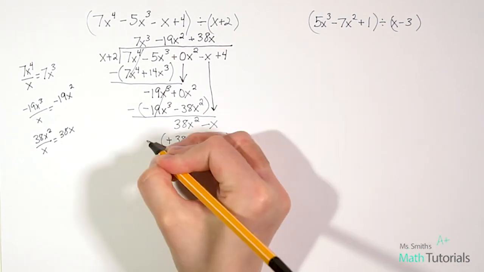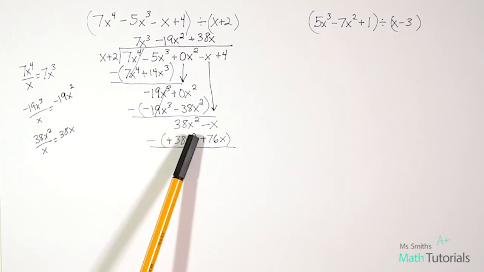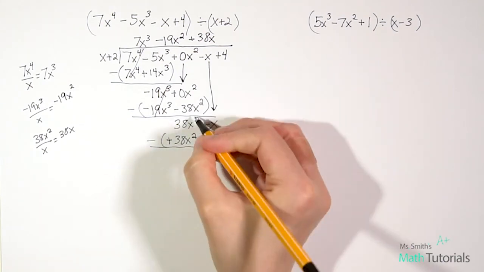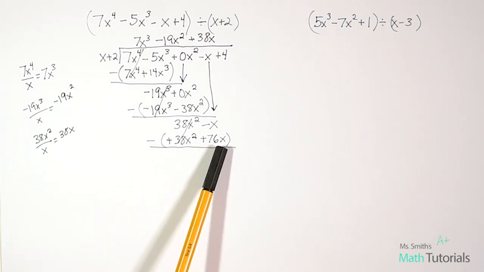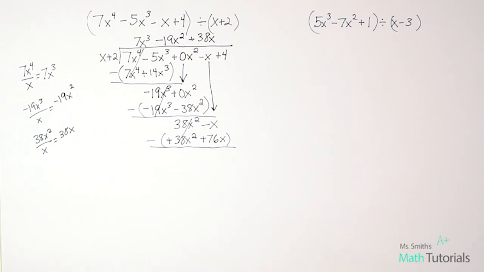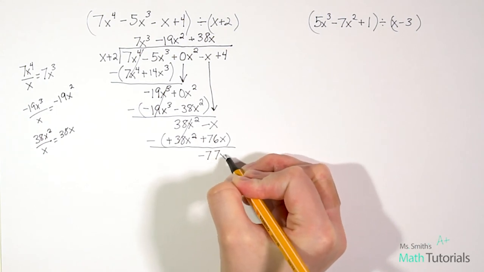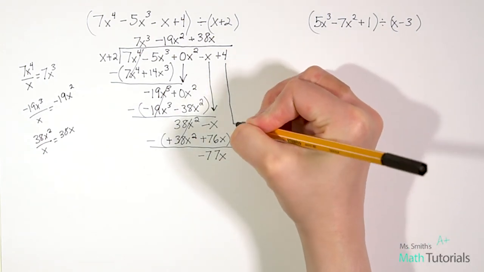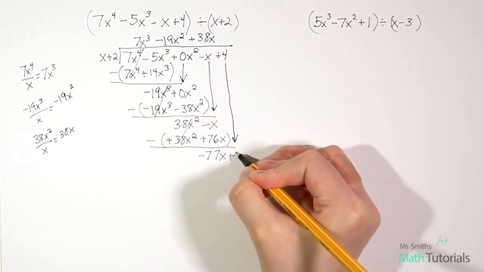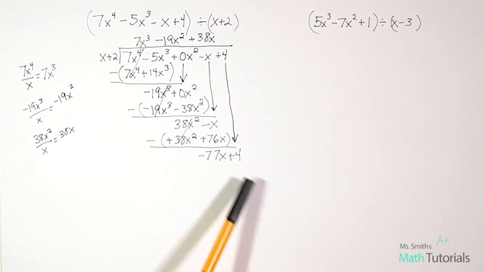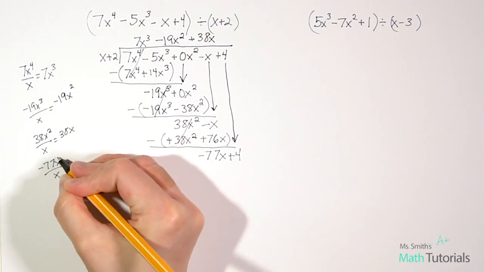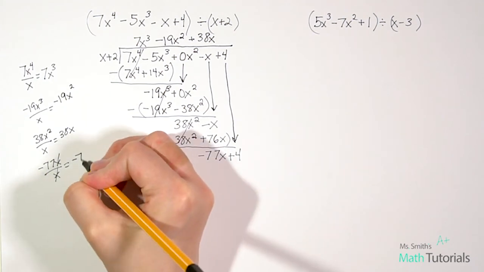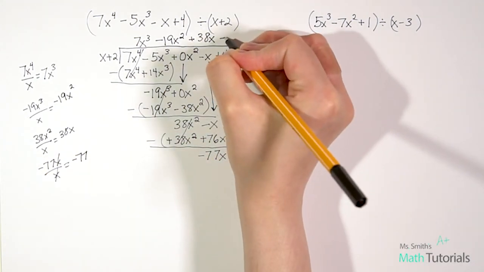And we subtract the whole thing. So 38x squared minus 38x squared cancels. And then we've got a negative x minus 76x. So it's like a negative 1 minus 76. Well, that would leave us with a negative 77x. We bring down our final thing to bring down, all the way down, this plus 4. So we got our negative 77x divided by x. X's cancel, so we just have a negative 77. So up here we just have our negative 77.